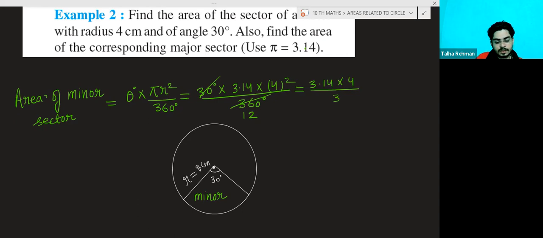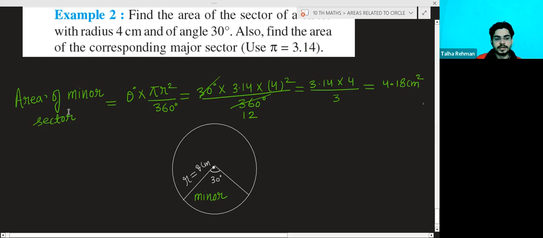So I think the answer will be 4. I have already calculated the answer, so it will become 4.18 centimeter square. This will be the answer of area of the minor sector.